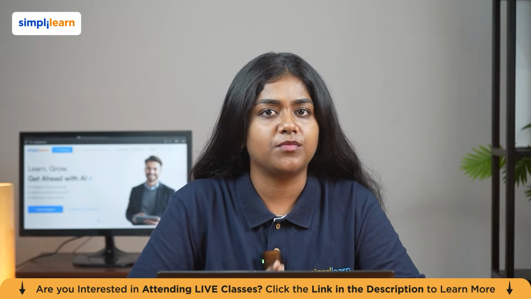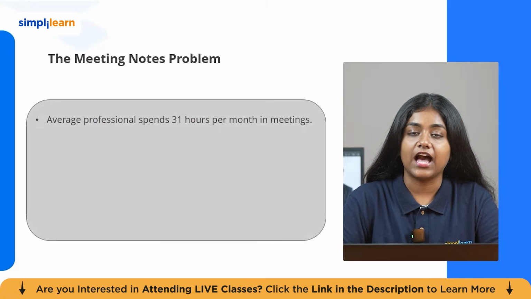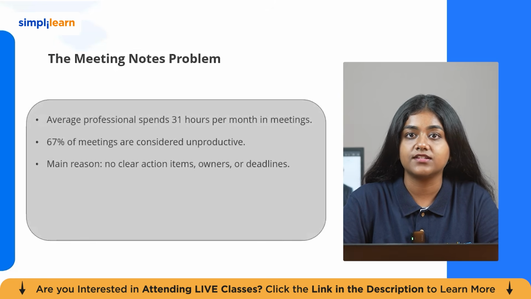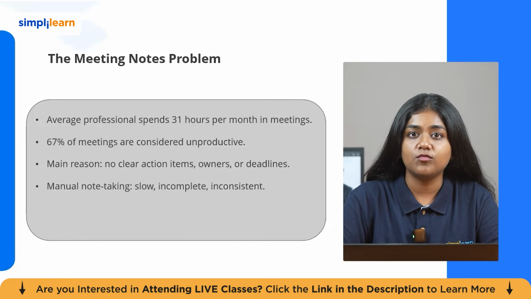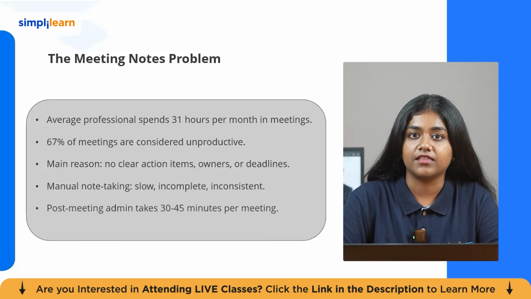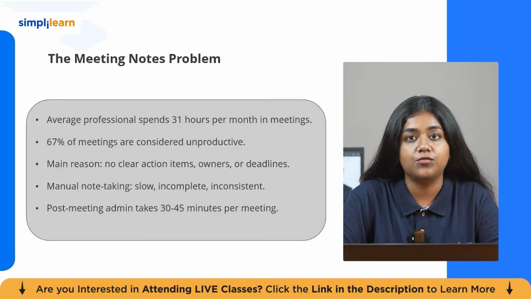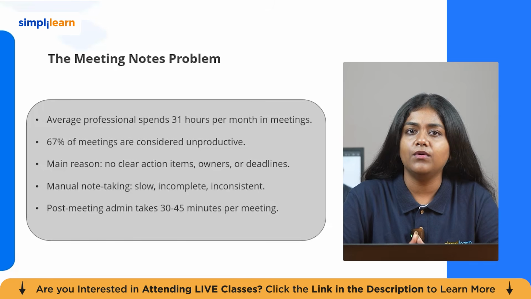So let me start with the problem we are solving. Research shows that the average professional spends 31 hours every month in meetings. That is almost an entire work week every month just in meetings. And 67% of these meetings are considered unproductive by the participants. The number one reason meetings feel unproductive is not the meeting itself. It is what happens after.